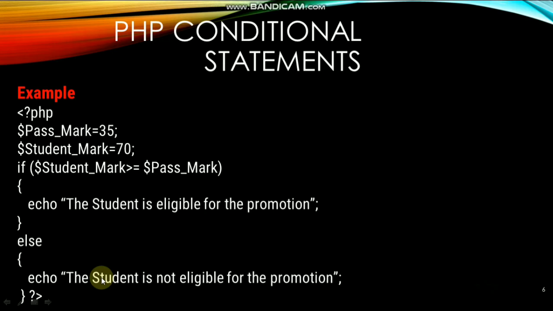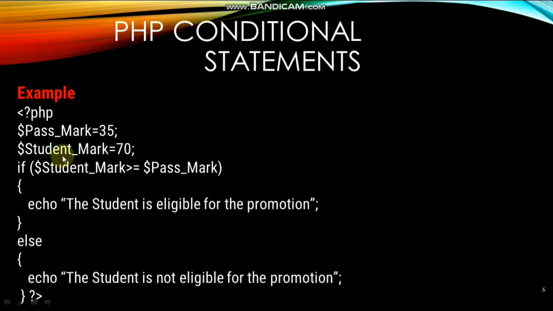Okay, and the else part will be executed if student mark is equal to 20. It will come here and check the condition: 20 greater than or equal to 35. So now here the condition is false. So it will skip this part of the code and directly come to the else part. So the true block will not be executed. If the condition is false, the else part will be executed. So inside the else part you have: the student is not eligible for promotion.